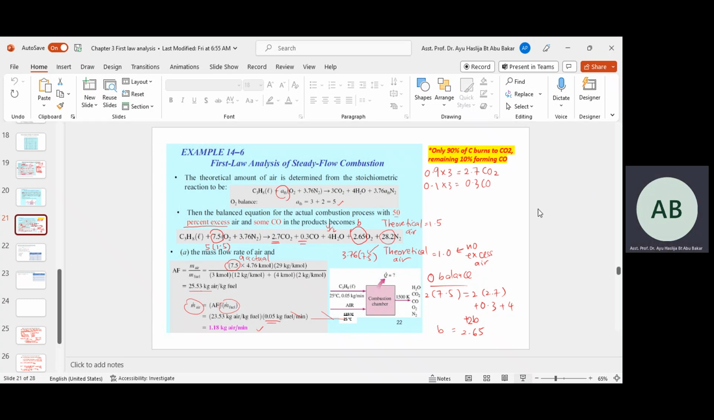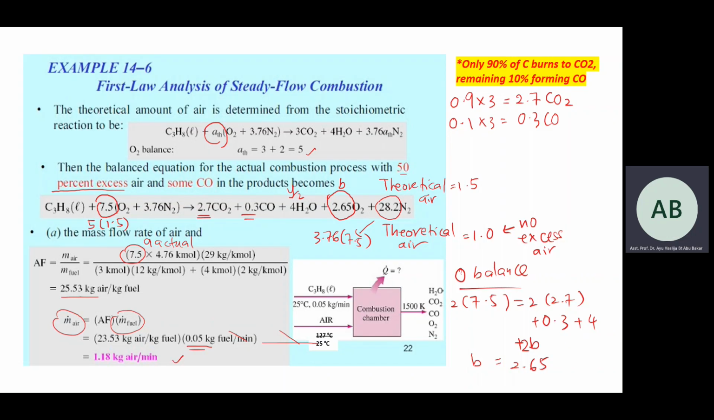Last class we stopped on example 14.6, first law analysis, where we had done the mass flow rate of air. Okay, we are done with the mass flow rate of the air. Any question on how to get the answer?